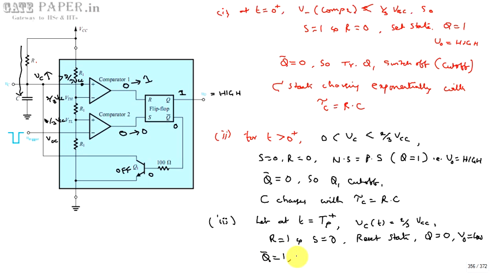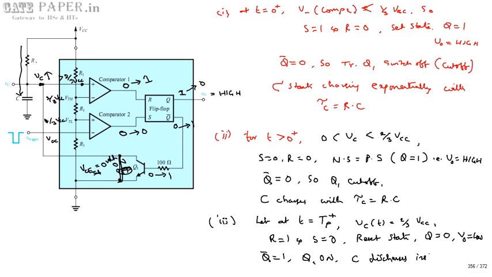Q bar becoming 1 is what drives the Q1 transistor. This 1 will go to 0 and this 0 will go to 1, and that 1 is making it go from off to on condition. Q1 comes into on condition, whose VCE saturation is approximated as 0 volts. So the collector and emitter are shorted, and this collector is connected to the capacitor. So the capacitor discharges instantaneously.